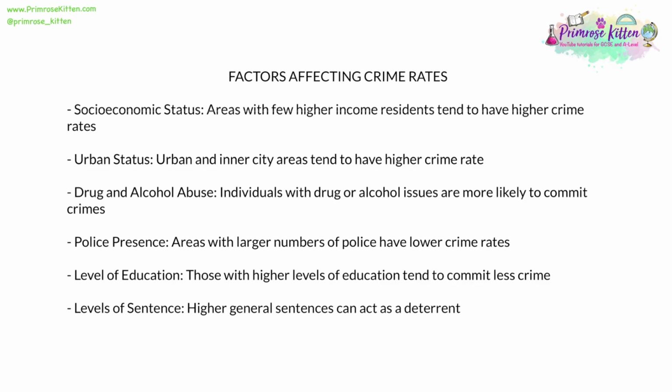There are many factors which affect crime rates, such as the socio-economic status of an area. Areas with few higher income residents tend to have higher crime rates. The urban status of an area. Urban and inner city areas tend to have higher crime rates. Drug and alcohol abuse. Individuals with drug or alcohol issues are more likely to commit crimes. The level of police presence. Areas with larger numbers of visible police generally have lower crime rates. Levels of education. Areas where the general average level of education is higher tend to have lower crime rates. And current levels of sentencing. A higher general level of sentencing can act as a deterrent, which can reduce crime rates.